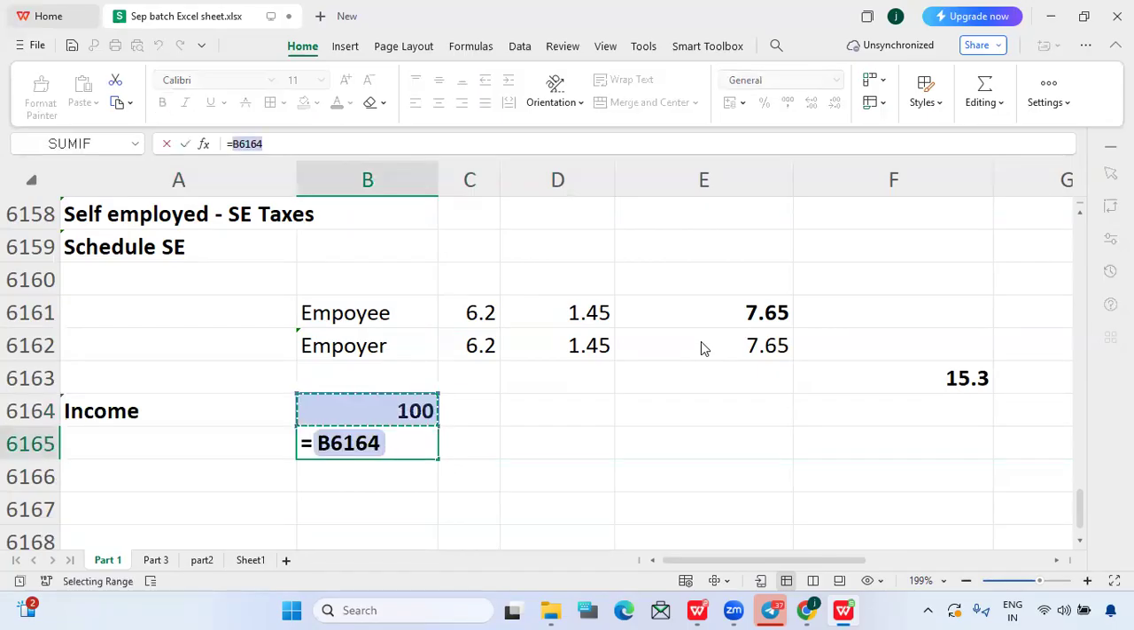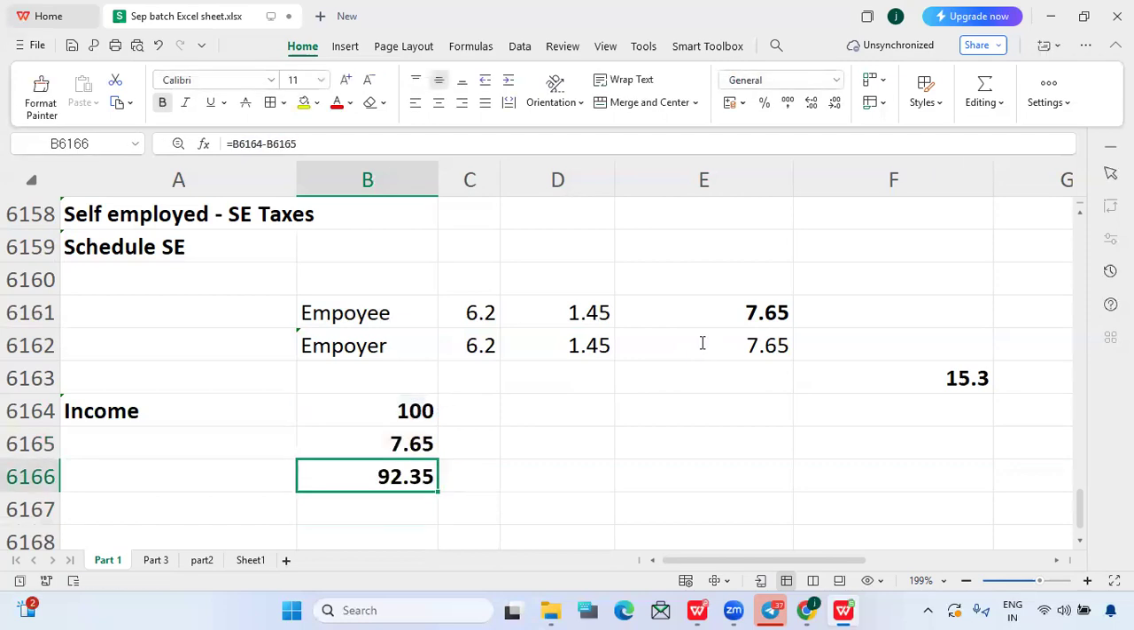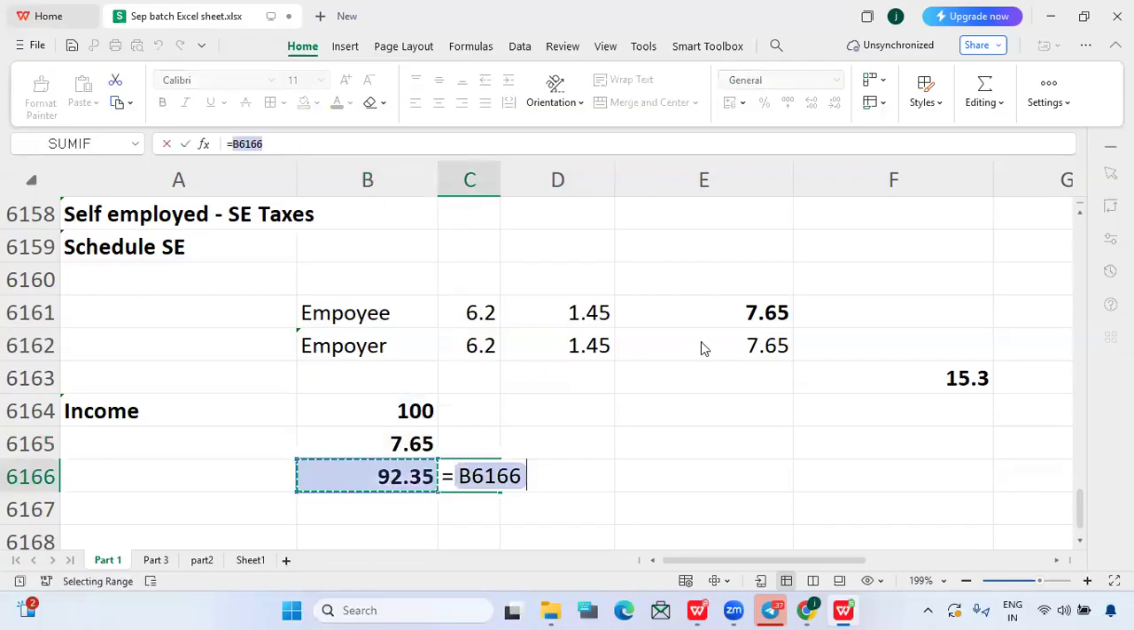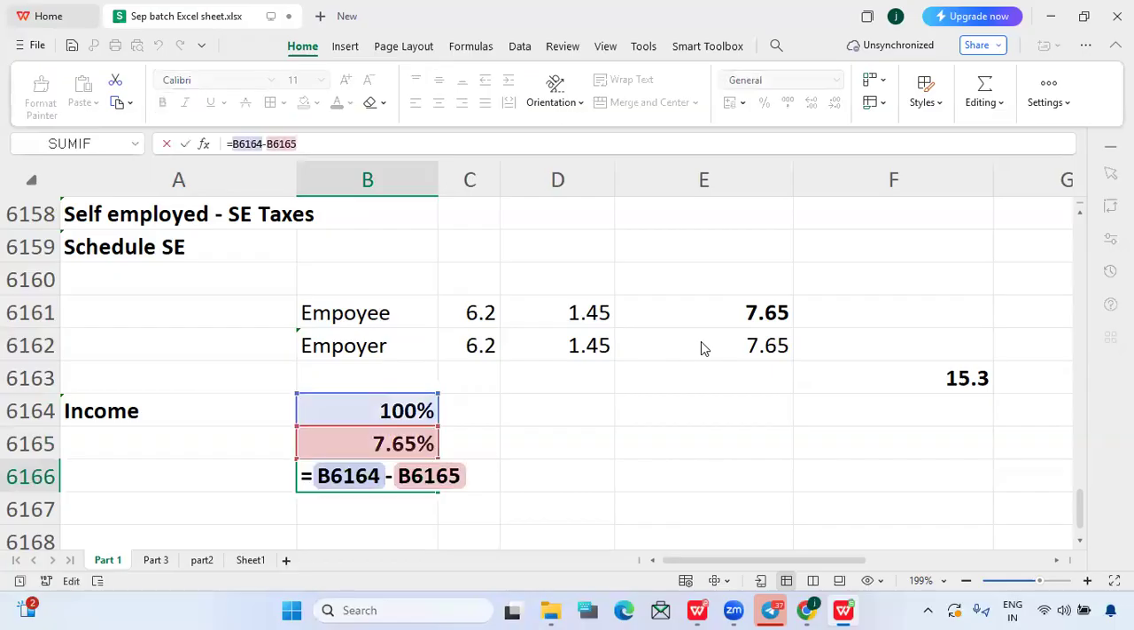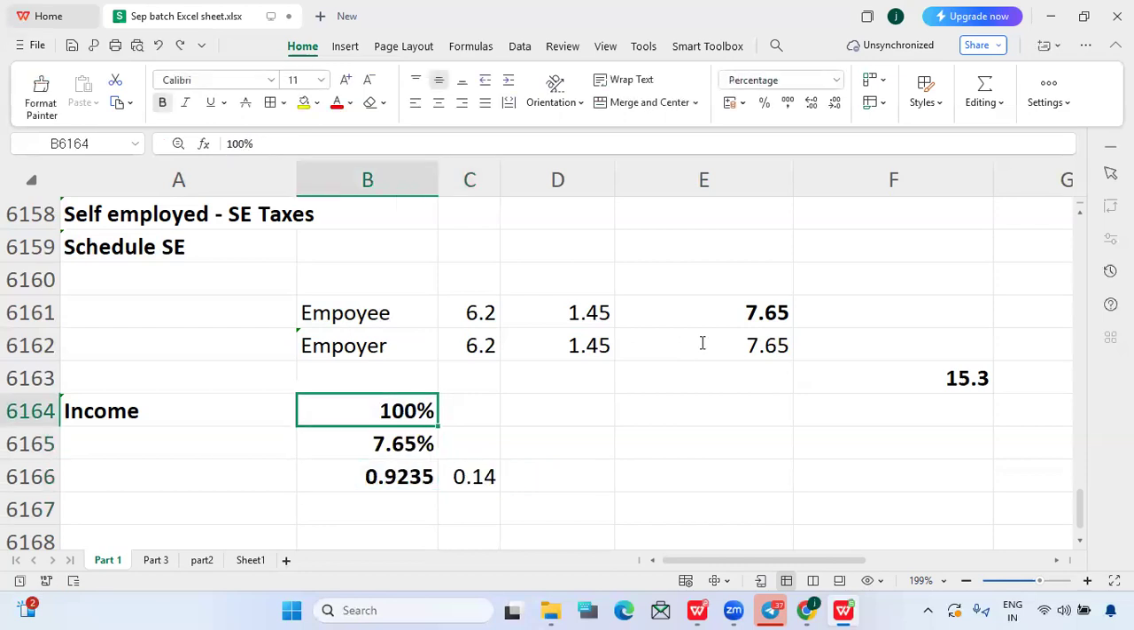Actually, there is a logic in removing 7.65. So now remove 7.65: 100 minus 7.65 gives 92.35. On this, apply 15.3 percentage. That means for $100 we need to pay about $14.1 as self-employment taxes.